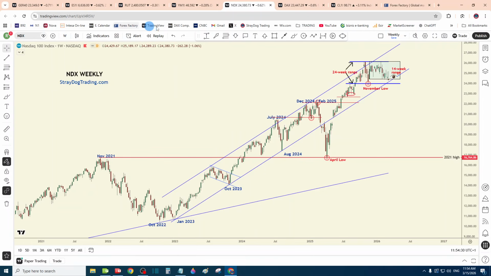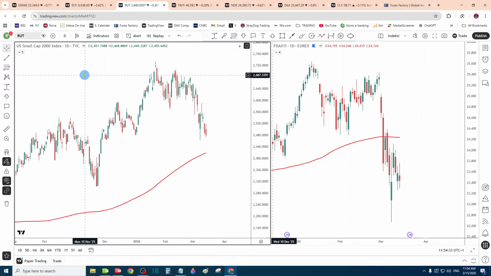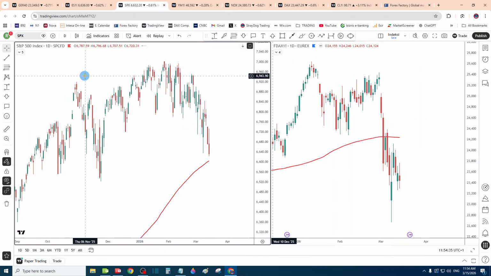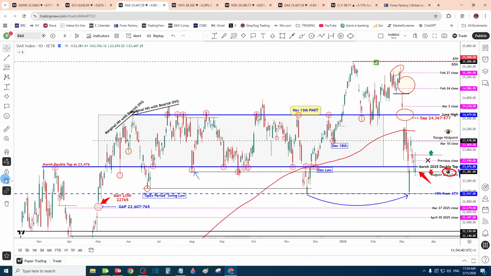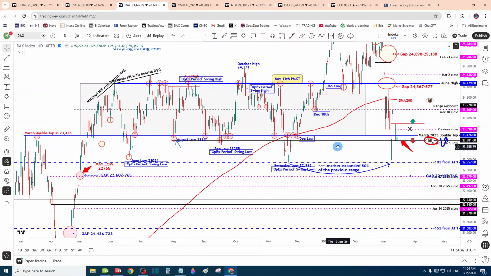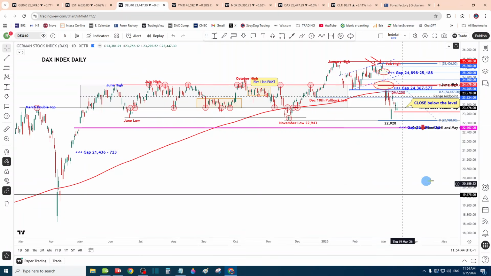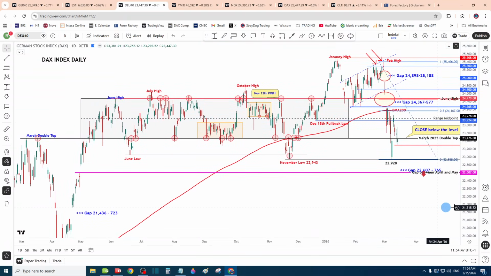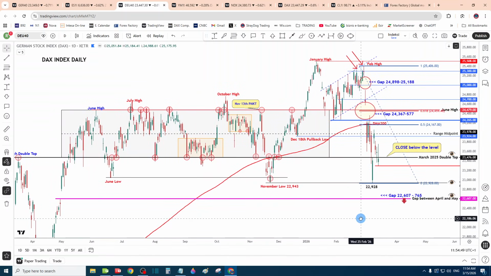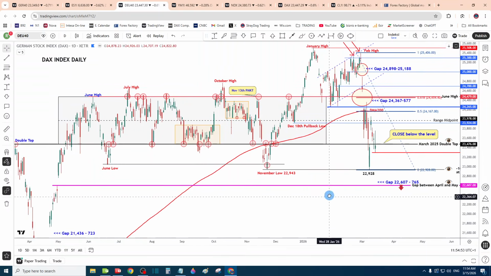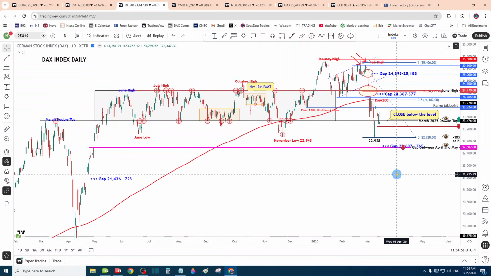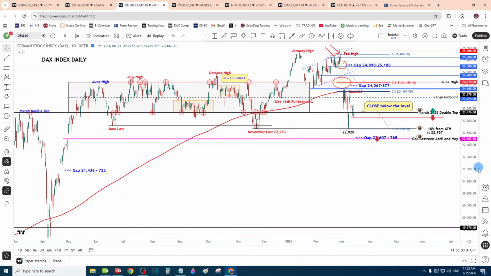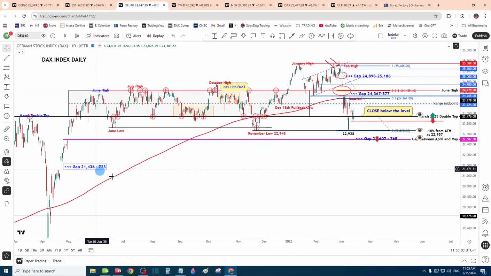If that happens, so now let's go back to that daily chart of DAX, and let's zoom out a bit here. So if that happens, this is the one with the fewer references. If that happens, we are aiming down toward this gap from between April and May, and then we have more on the downside like this here.